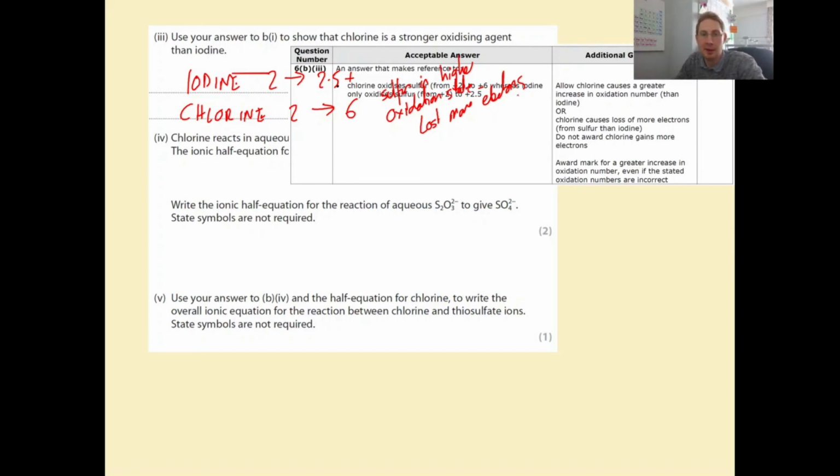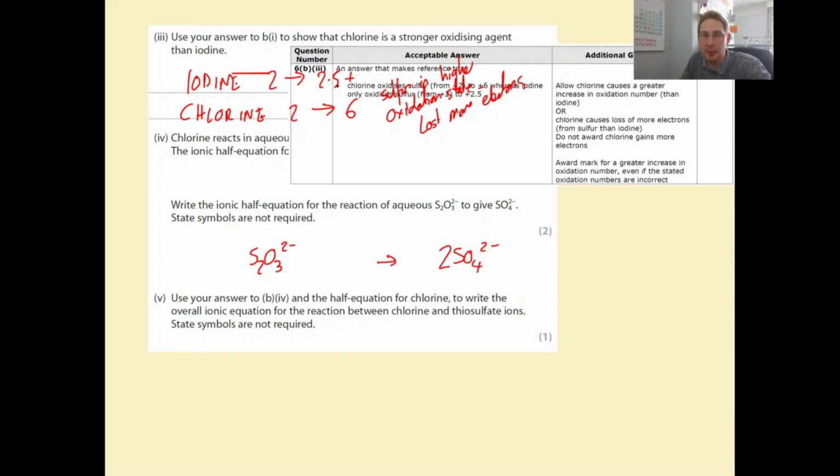Write the ionic half equation for the reaction of aqueous S2O32 minus to give SO42 minus. State symbols not required. Lots of students really struggle with this kind of thing. So S2O32 minus going to SO42 minus. Okay, first thing to notice, 2 sulfurs there, so we must end up with 2 sulfates.